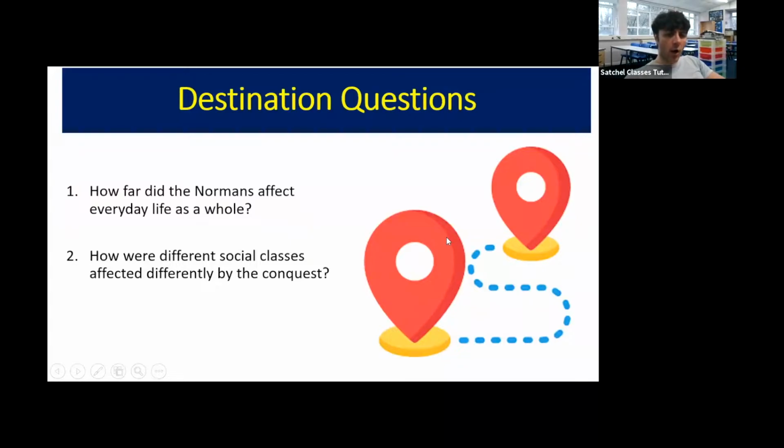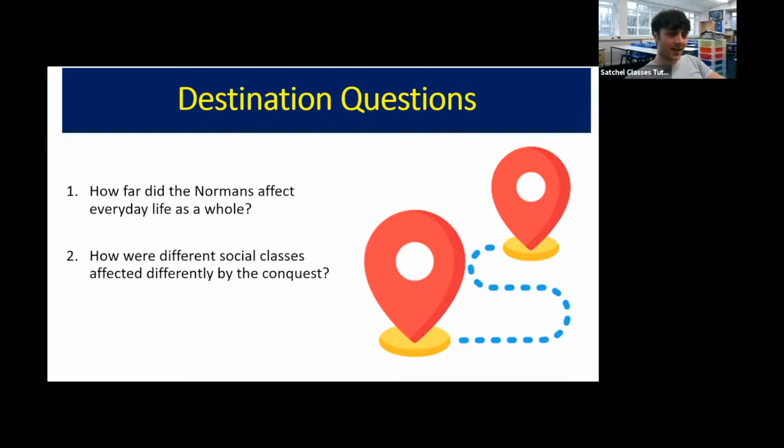So where are we going in today's lesson? What are our destination questions? Well, we're going to try and answer two. Number one, we're going to consider how far the Normans affected everyday life as a whole. So you're going to see that in some areas of everyday life, there was huge change. And in other areas, there was relative continuity, which means when things stay the same.